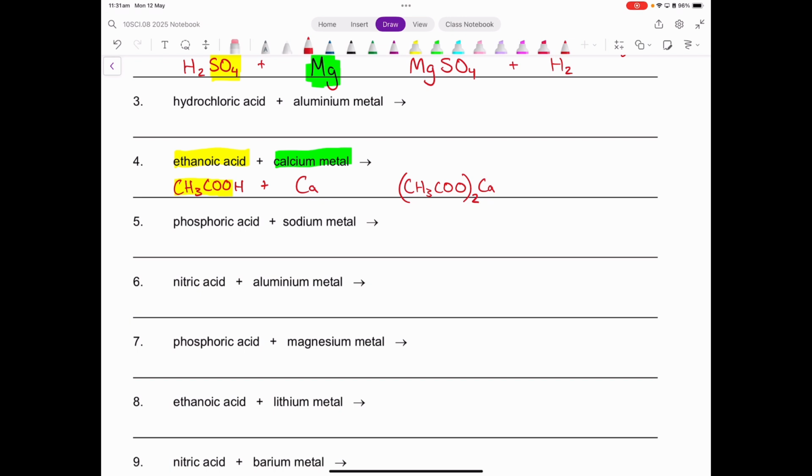So what is the name of this salt? We always start by naming the metal. So what's the metal in this salt? Calcium. So we start with calcium. And what is the name of the negative component of this? Ethanoate. So it's calcium ethanoate.